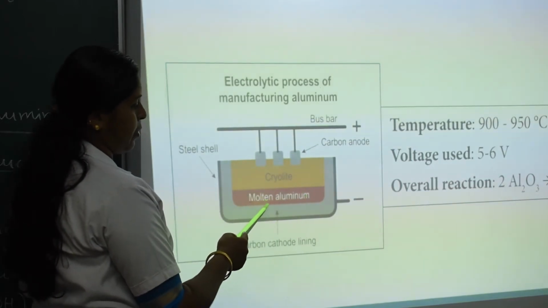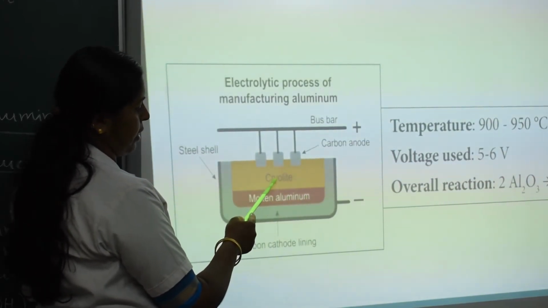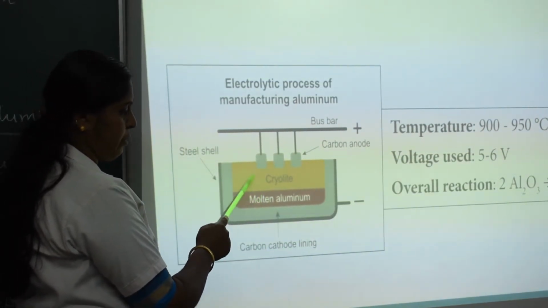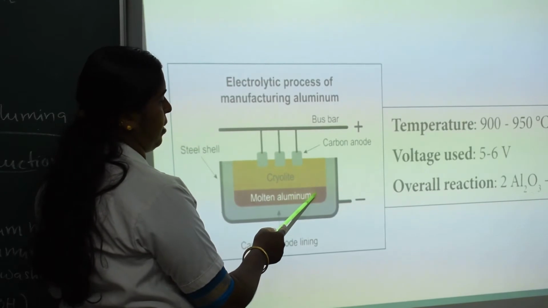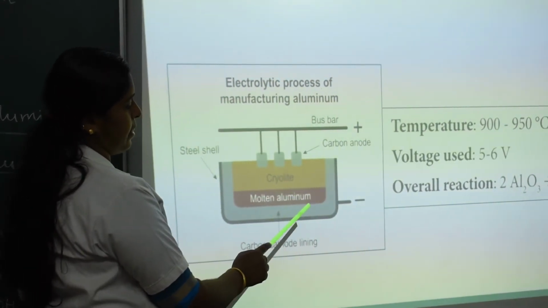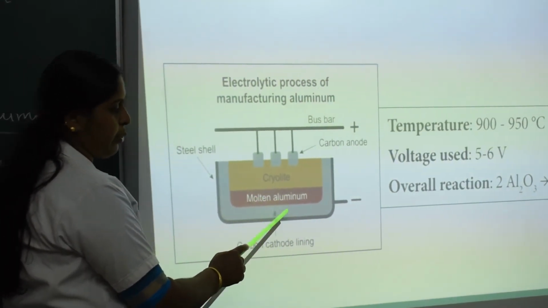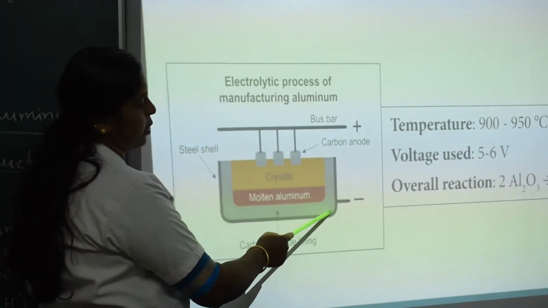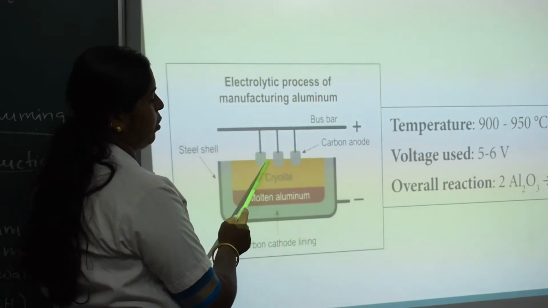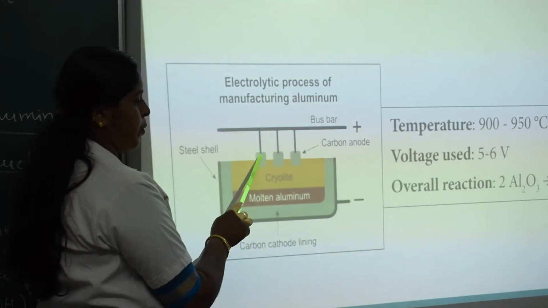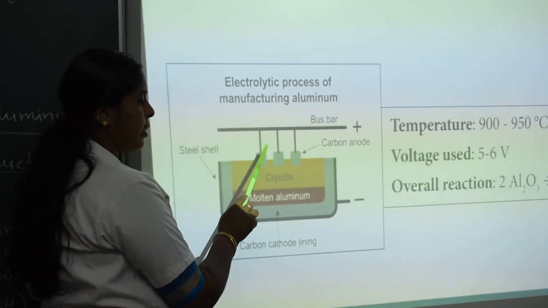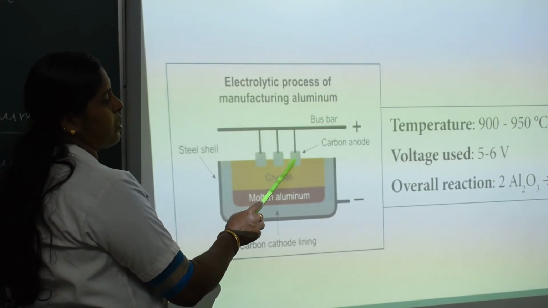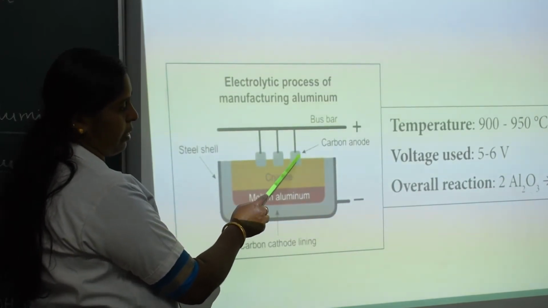The electrolyte used is molten alumina, cryolite and fluorspar. Fluorspar is used to reduce the fusion temperature inside the tank. On passing electricity, from alumina Al2O3, aluminium is separated and deposited at the cathode and oxygen gas is evolved at the anode. Graphite is carbon, and carbon reacts with oxygen to form carbon dioxide at the anode.